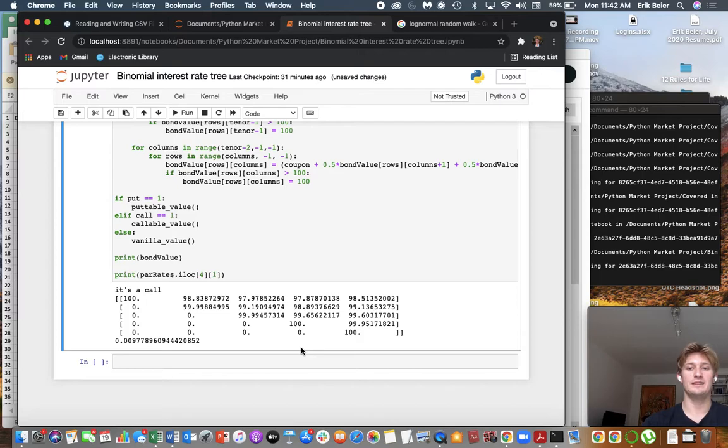And so I hope this outlines the no-arbitrage construction of the binomial interest rate tree with our log-normality assumption of interest rates, and how we can use this binomial interest rate tree to value not just vanilla bonds, but now bonds with embedded options like puts and calls.